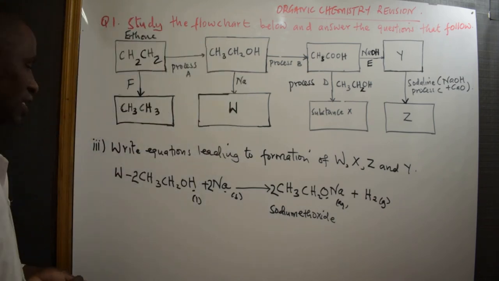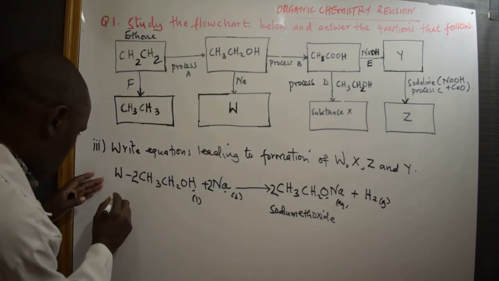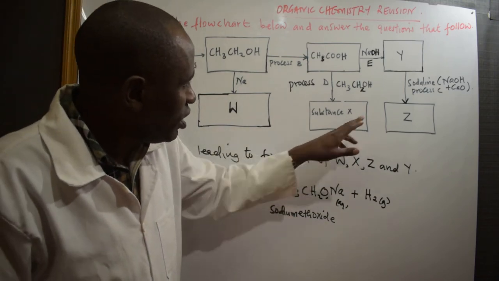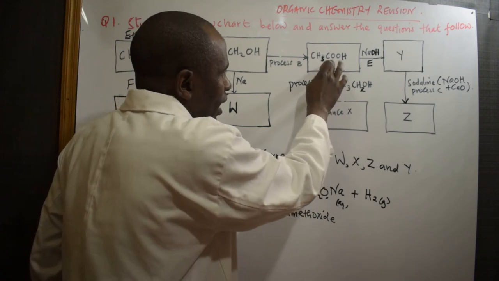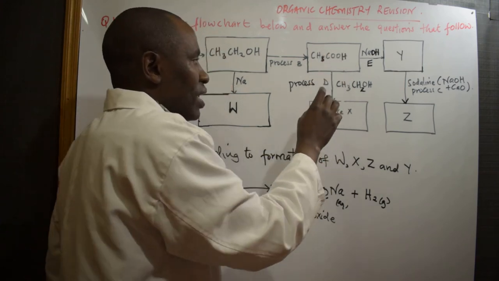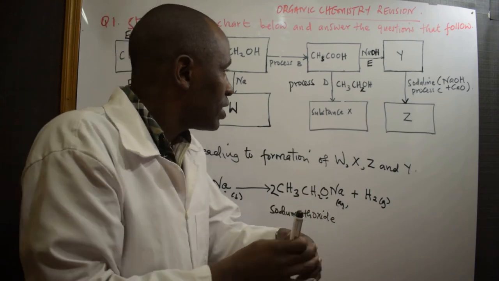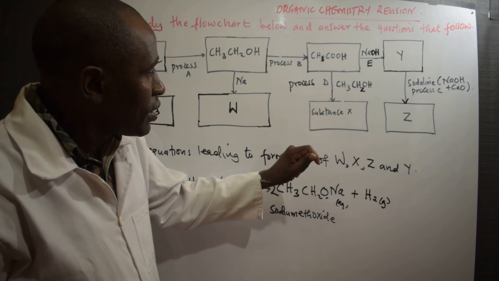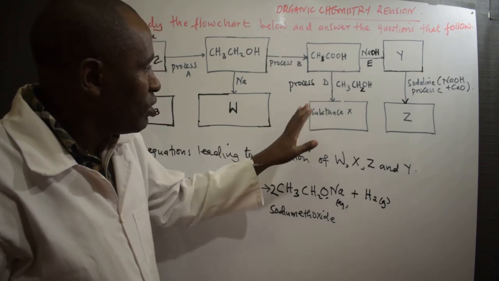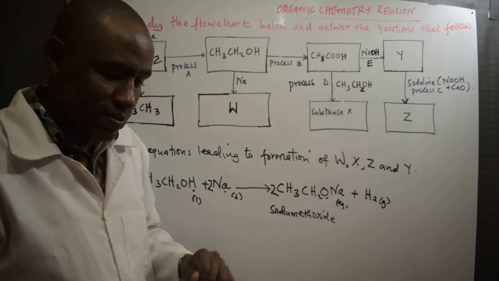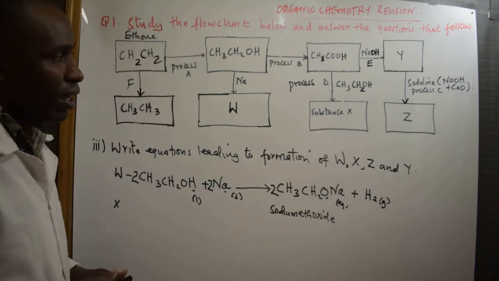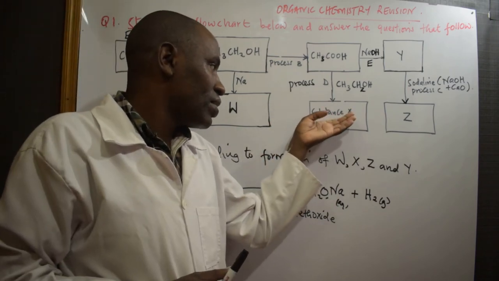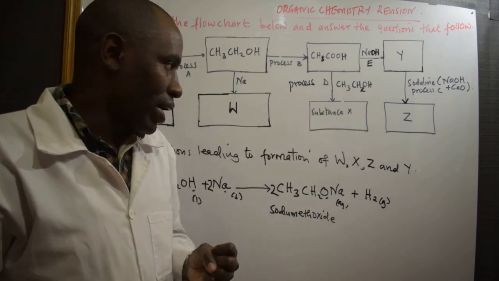Now, having said that, let's also look at the X now. Now, if you try to look at X here, I did mention here that an alkanoic acid reacts with an alkanol in presence of concentrated sulfuric acid, which serves as a catalyst, and of course warming to give us an ester. Now, we need to know here, one of the physical properties of esters is that they have a pleasant smell.